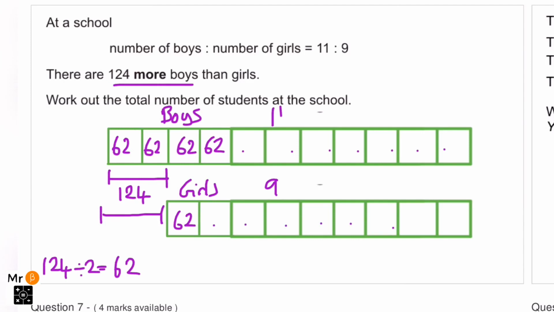each and every box. It wants you to work out the total number of students at the school. Well, we have 62 times by, there's 11 boxes for the boys, 9 boxes for the girls. These are all identical and worth 62. So we need to work out what 62 times by 20 is, which is 1,240 students.